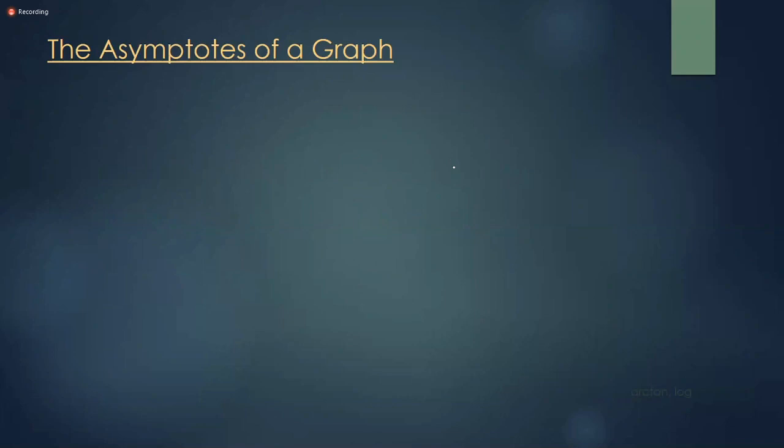So there we go. The asymptotes of a graph, what are those? First of all, from the Greek language, the word asymptote means not falling together. Not falling together in the sense that it doesn't really join the graph. An asymptote is a straight line that the graph is approaching. So the asymptotes could be, for example, horizontal.